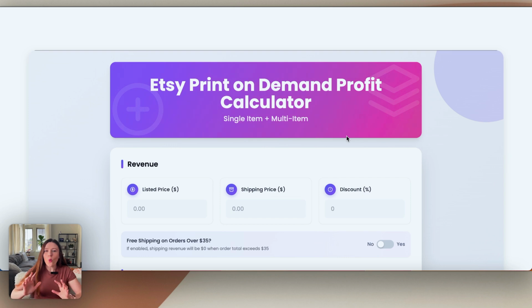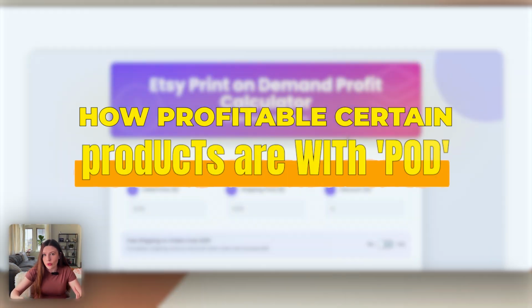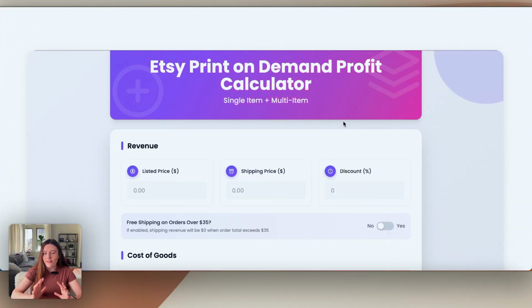So now that we know what folks are charging for this hoodie and what it would cost us, we can start to put together the pieces that give you an idea of how profitable certain products are with print on demand. So what I have here is I've actually designed my own Etsy profitability calculator.